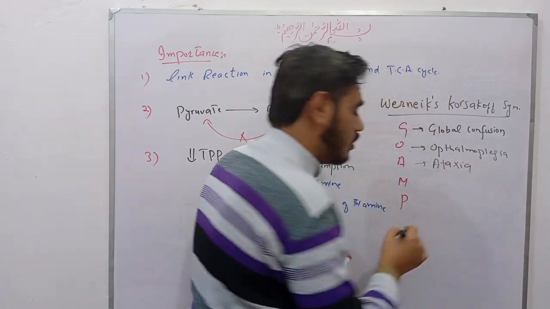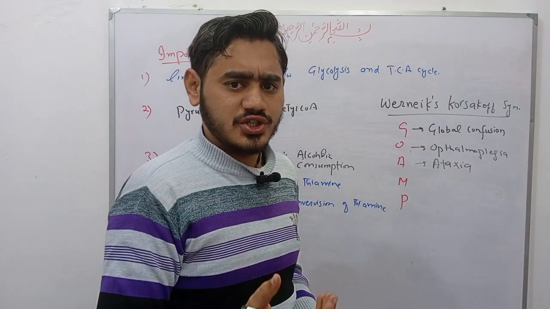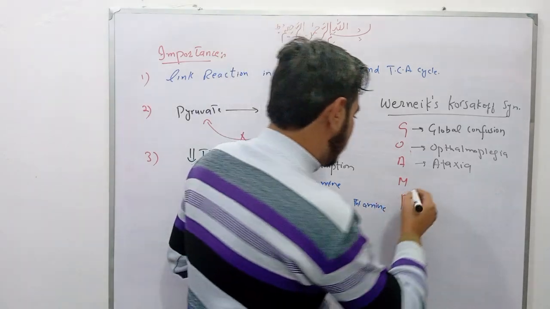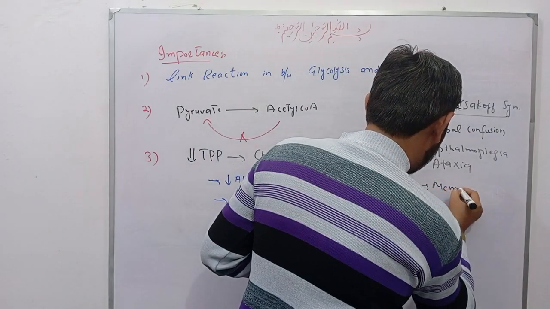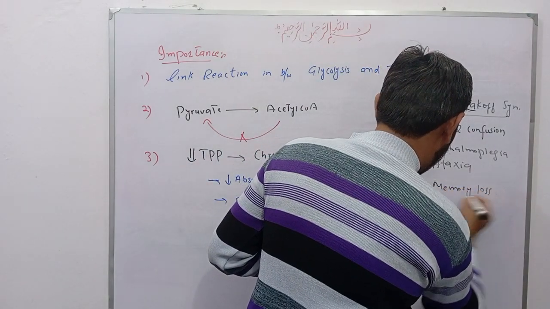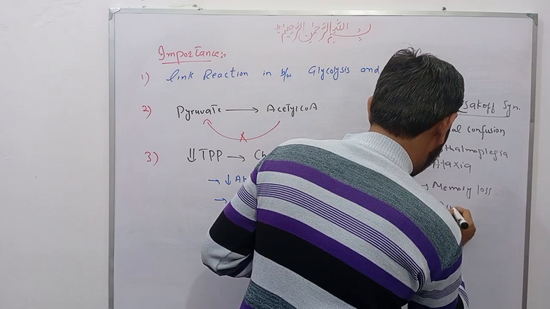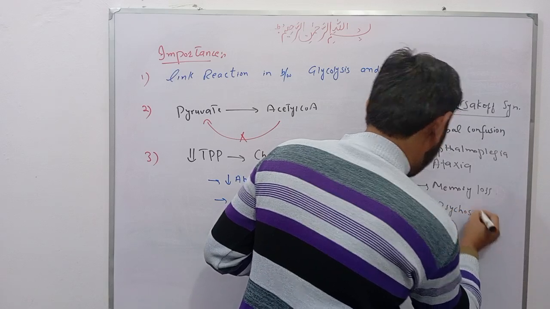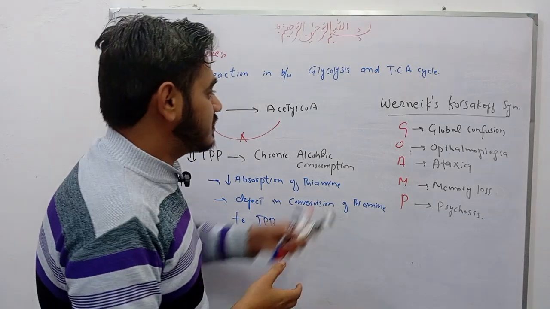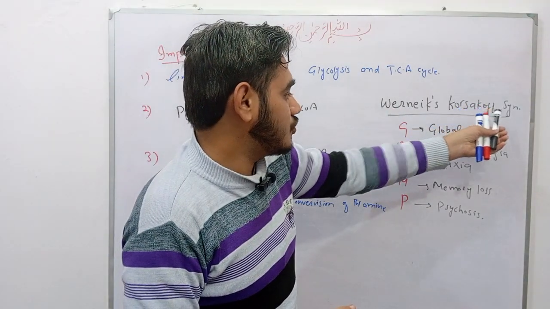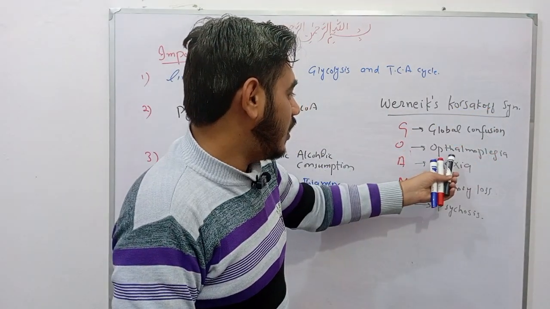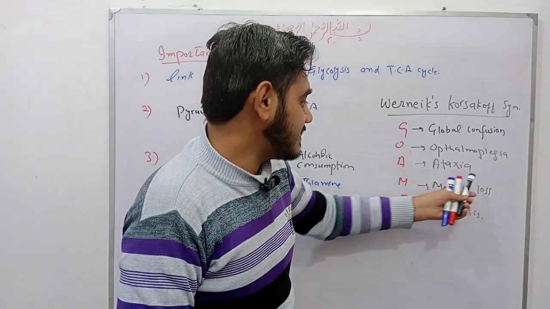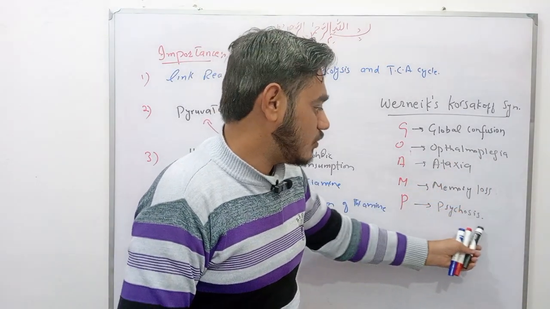It is also losing the muscle coordination of eyes, arms, and legs. M means memory loss, and the last one is psychosis, meaning brain damage. So these are the symptoms of Wernicke-Korsakoff syndrome: global confusion, ophthalmoplegia, ataxia, memory loss, and psychosis.